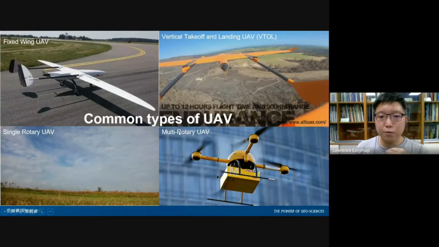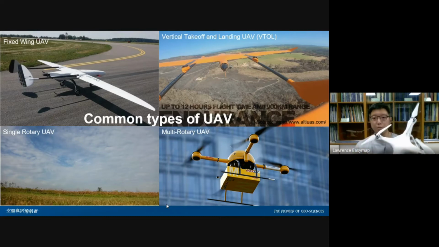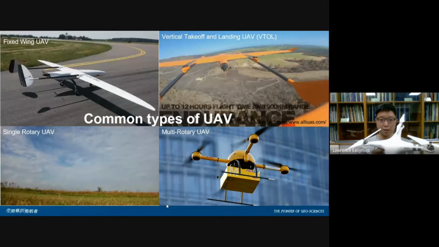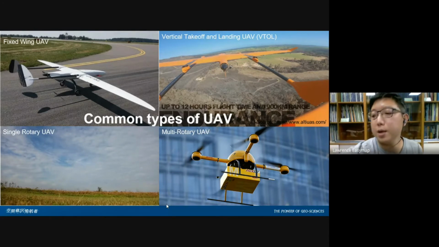Okay, the fourth one is the multi-rotary UAV. It's just like something that we can find commercially in the market, just like this one. It has a number of propellers. For this one, it has 4 motors, 4 propellers. It does not require any takeoff runway or landing runway, so it can take off vertically from the ground. And this is something that is very common nowadays.